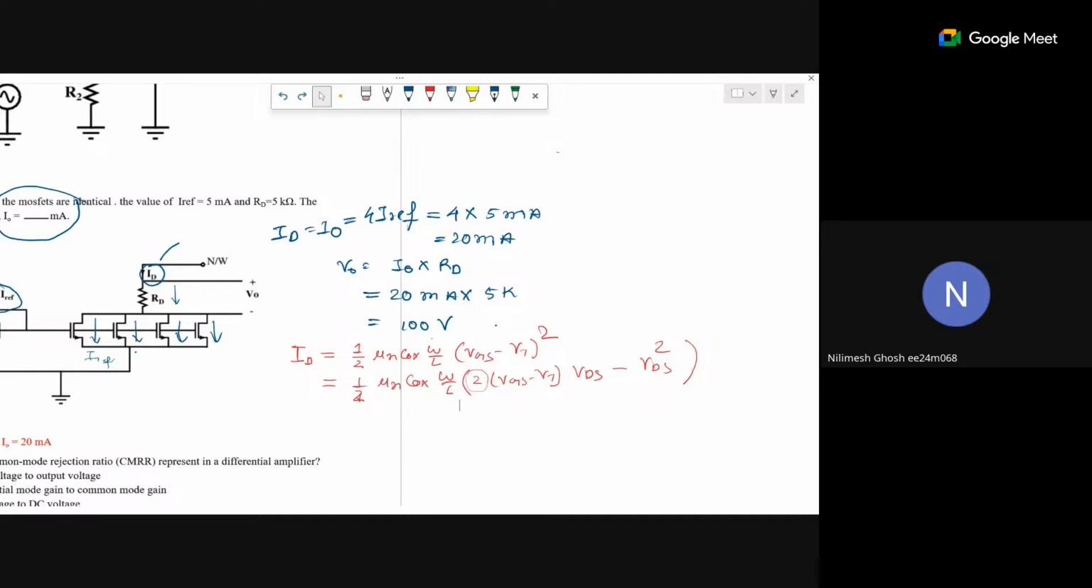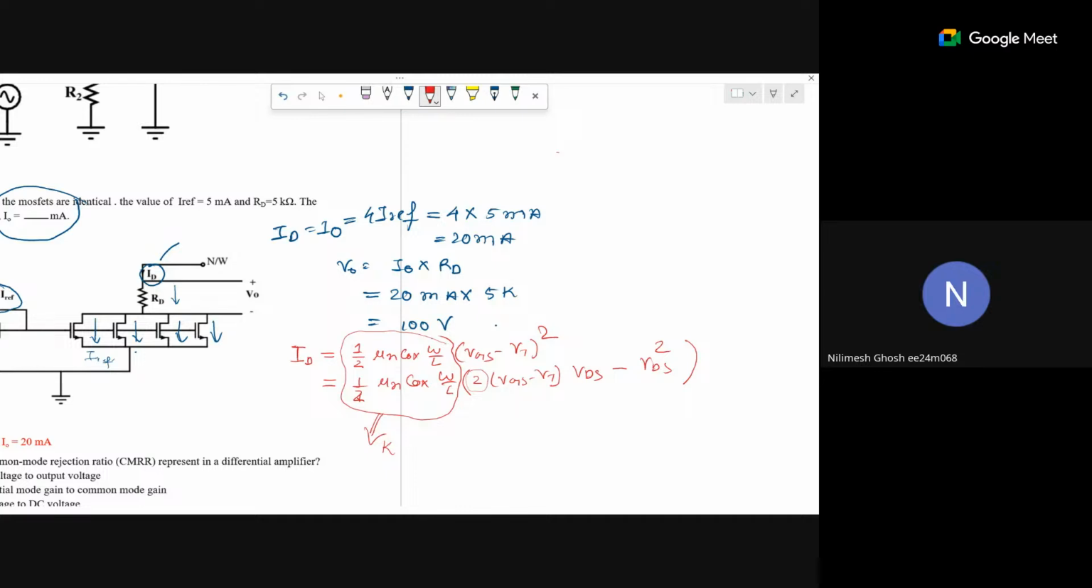Now see why I take this factor outside, because in both those equations this 1 by 2 mu n Cox W by L factor is common. This is a constant actually. When a manufacturer sells a MOSFET, he mentions this constant because mobility of electron is constant, capacitance of oxide is constant, and the W by L ratio is made according to the specification mentioned by the buyer. So this whole term is constant.